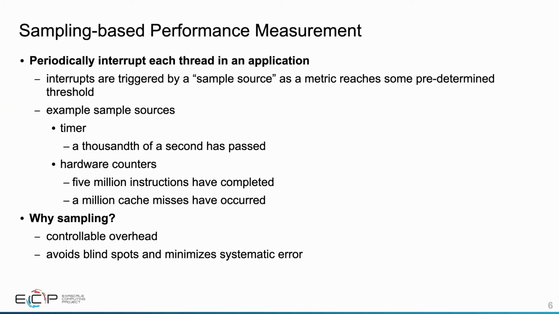So why would we use sampling for performance measurement? Well, first, it has controlled overhead. We can set the sampling rate low, and then the measurement will have low overhead. And second, sampling avoids blind spots. It's going to measure everywhere, no matter whether you're in the application or in dynamic libraries that it's loaded, and it minimizes systematic error by making sure that we have measurements everywhere.